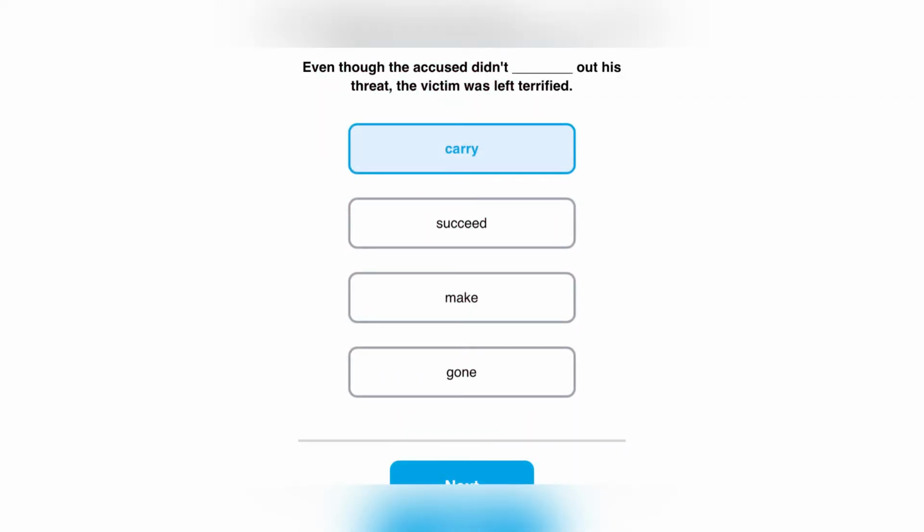Now we're moving on to the fill in the blank type of question. And the answer is highlighted here. The question is, even though the accused didn't blank out his threat, the victim was left terrified. So it's just testing your grammar, and it's really hard to explain a specific approach here. Just basically read the passage and think to yourself which of these words fits best.